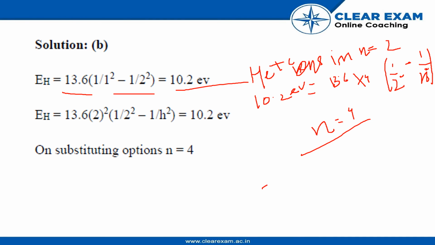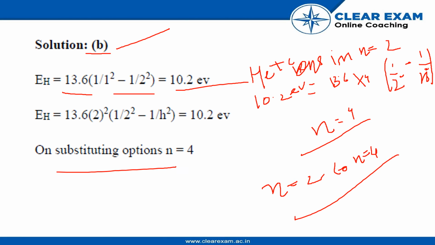So we'll get the transition from n equals 2 to n equals 4, that is option B. We'll get n equals to 4.